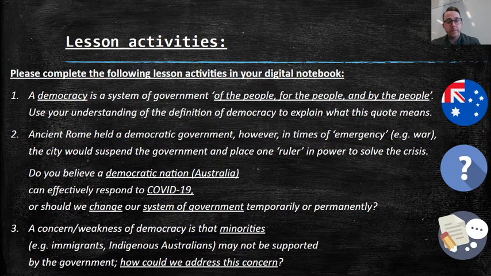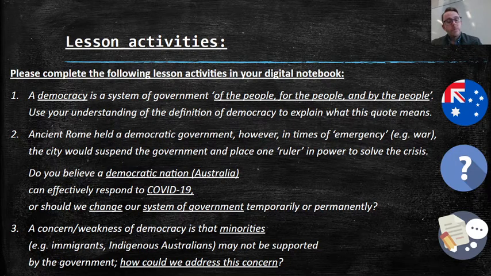Do you believe a democratic nation in Australia can effectively respond to COVID-19? So can we combat these global issues, these global pandemics, these emergencies, if we are a democratic nation? Or should we do what ancient Rome did and change our system of government temporarily? Or should we change our system of government permanently? And should we go to what China has with an oligarchy or a dictatorship, something like that, where one person makes all the decisions, and that can help decisions get made quicker and smoother?